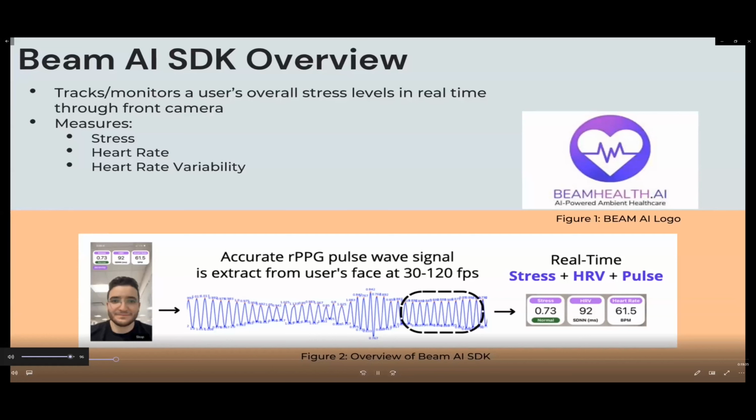But essentially, the brief overview is it's going to be two main steps. It's going to get your face, it's going to then output a pulse wave, and then it's going to calculate the three measurements: the stress, the heart rate, and the heart rate variability. And you can see on the bottom here a nice figure that shows one stage going into the next one until the total output, which is those three numbers.